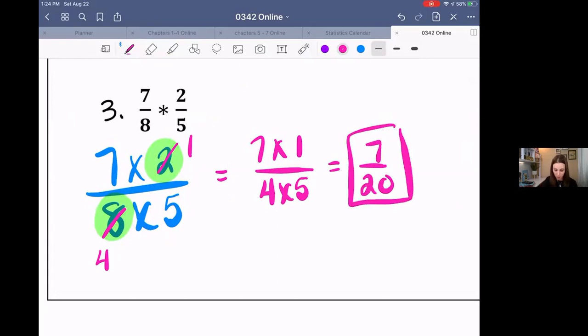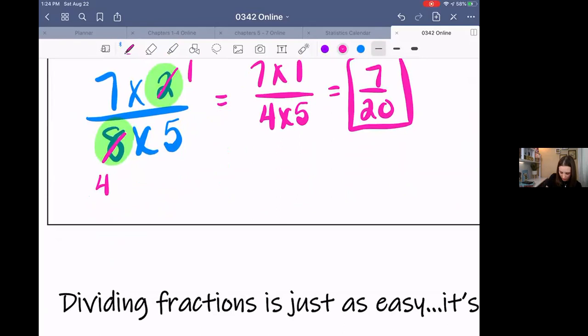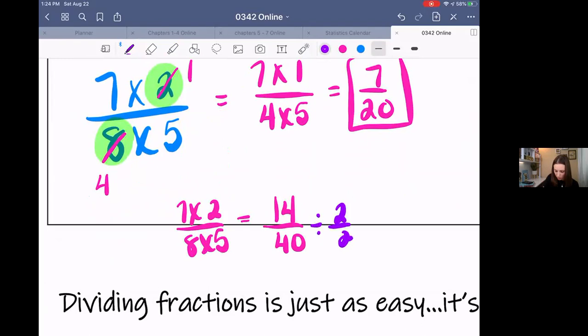If that confuses you, you can keep it as is and reduce later. So 14 over 40, you end up with some bigger numbers, not huge, but bigger numbers. We know that these are both divisible by 2, and we get 7/20. But you can see in either method, you get the same answer, so it really doesn't matter which one you choose.